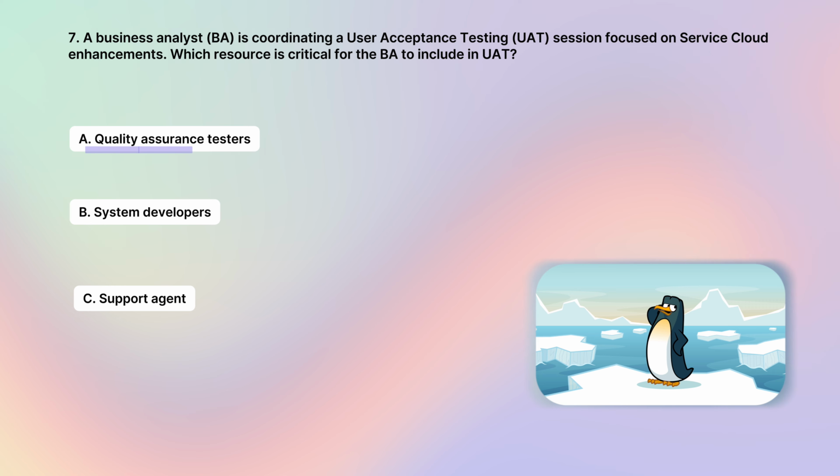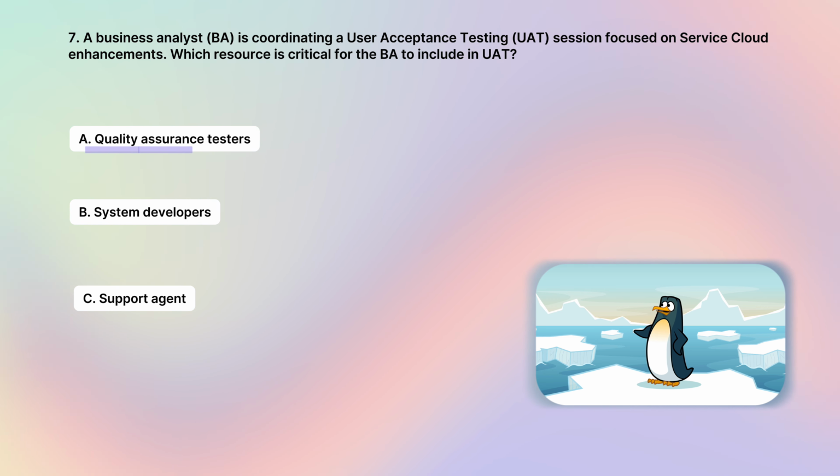A is the correct answer because quality assurance testers are essential for conducting user acceptance testing, UAT, sessions. Quality assurance testers are responsible for testing the functionality of the system to ensure it meets the business requirements and user expectations. In this scenario, the BA is coordinating a UAT session focused on Service Cloud enhancements, which means that the quality assurance testers play a critical role in identifying any issues or defects in the enhancements before they are deployed to production.